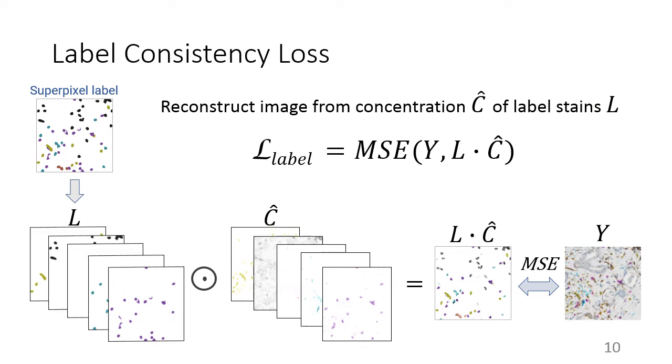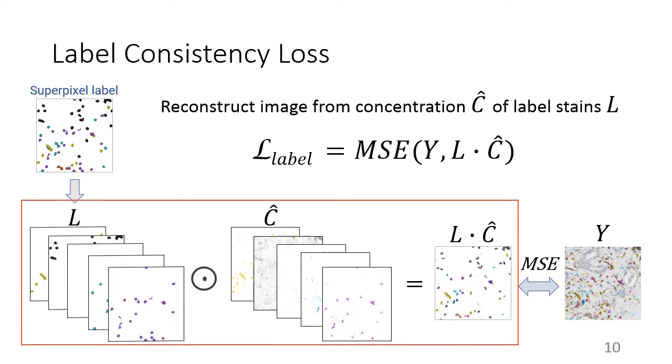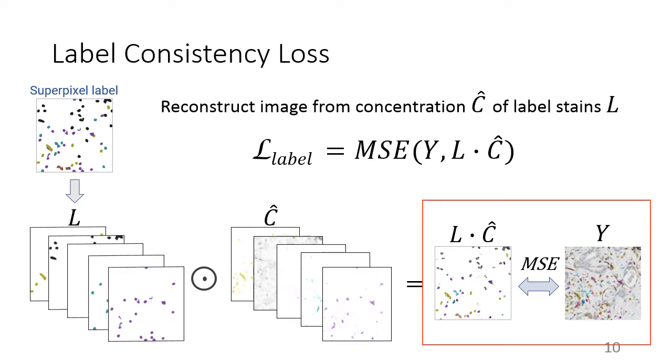The solution we are looking for is where at each pixel the label stain has the majority concentration. To that end, we propose the label consistency loss. We use the weak superpixel labels to reconstruct the image using the predicted concentrations of the label stains only. The label consistency loss is the mean squared error between the input image and this reconstruction, so that using only the label stain at each pixel, we get an image that is as close as possible to the input.